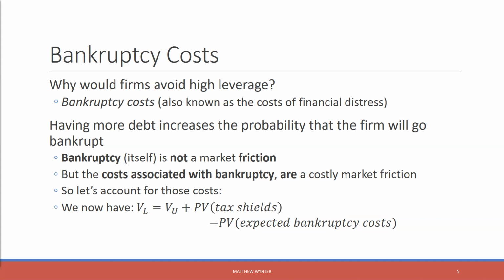Because these costs are not going to go to bondholders or shareholders, they're going to somebody that's not an investor, we can think of it as distortive. It's going to reduce firm value. So let's take into account those costs. We've got the value of the levered firm equal the value of the unlevered firm plus the present value of tax shields minus the present value of the expected bankruptcy costs.